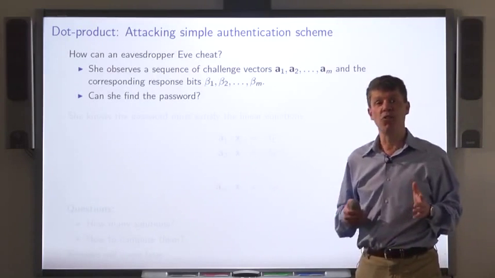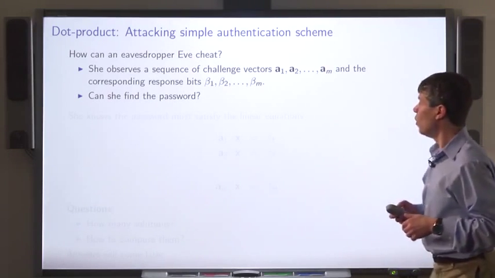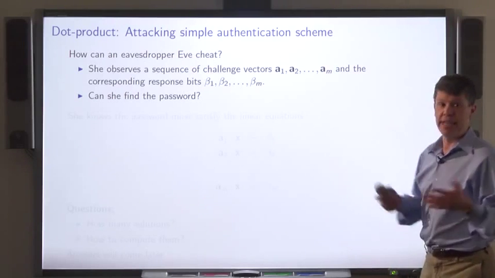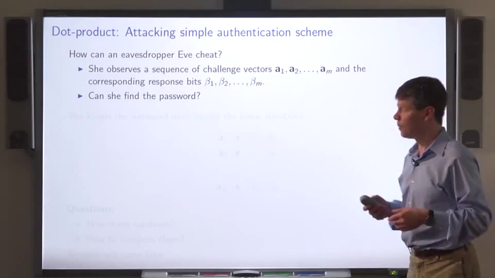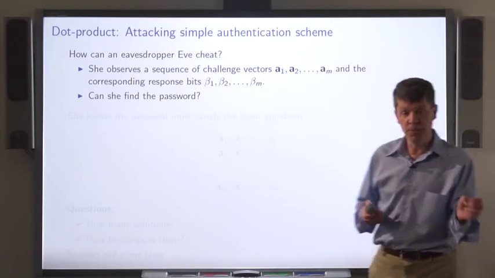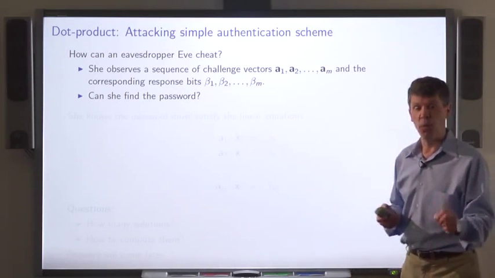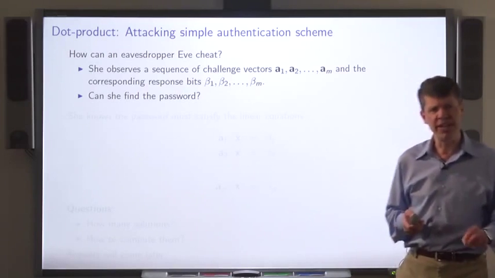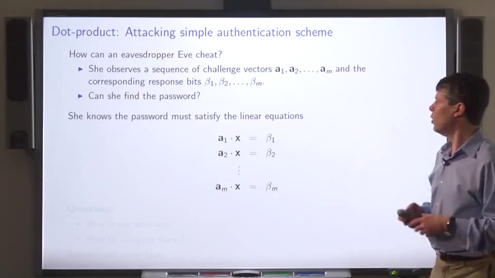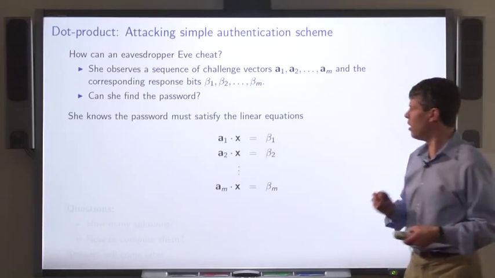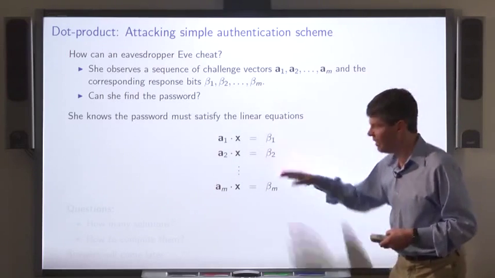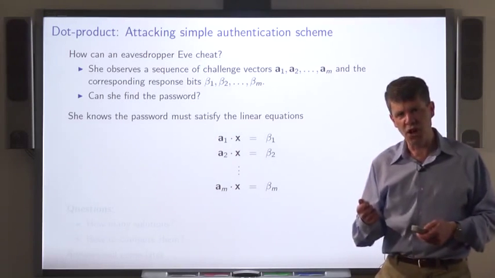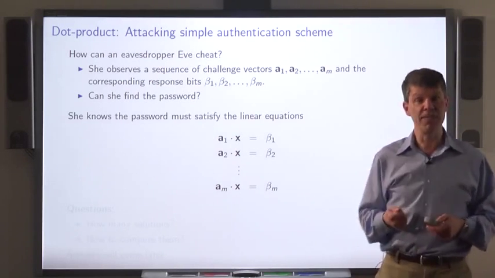Now, how can an eavesdropper cheat? Well, let's say she observes a sequence of challenges, a1, a2, a3, and so on, and she observes the human's corresponding responses, beta 1, beta 2, and so on. Can she use these to find the password? Well, she knows that the password must satisfy these equations. So if she can solve this set of equations, can she find the password?